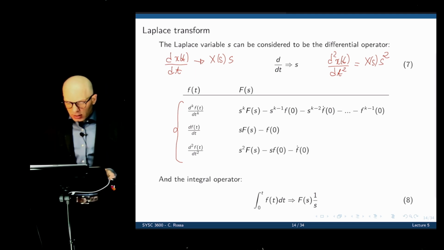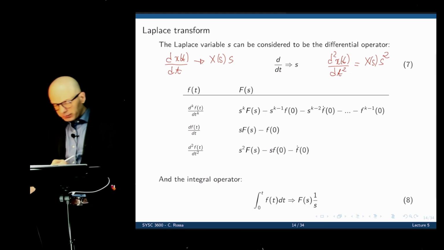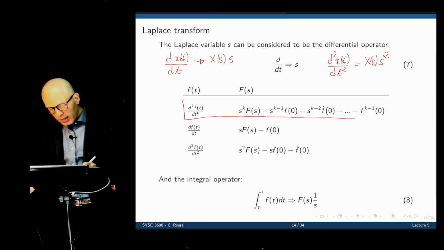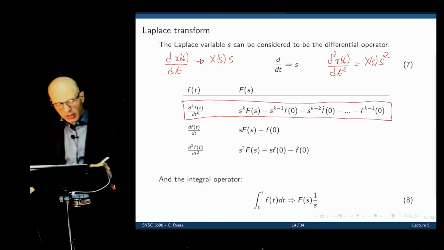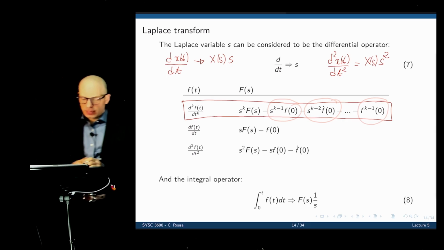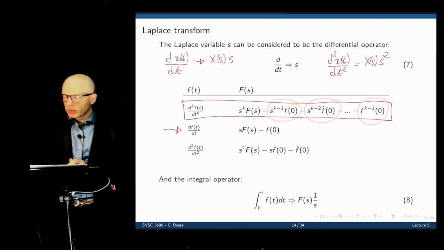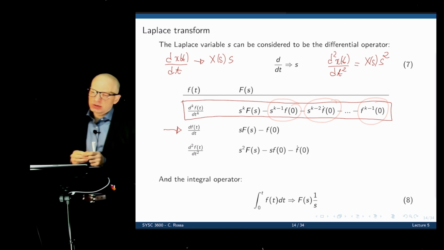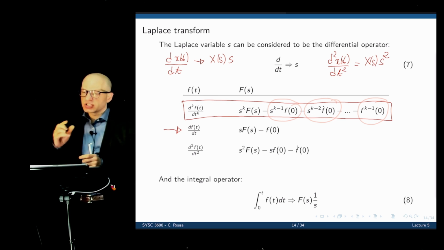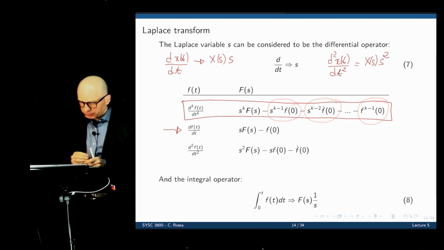And here is how we are going to include them. Here is the generic expression for any derivative. You see that these new terms that show up here are all initial conditions. So let me start with the first derivative just to make things simple. Let's assume that we are taking the derivative of f of t, df dt. And let's assume, for example, that f of t was the displacement in a mass spring damper system.